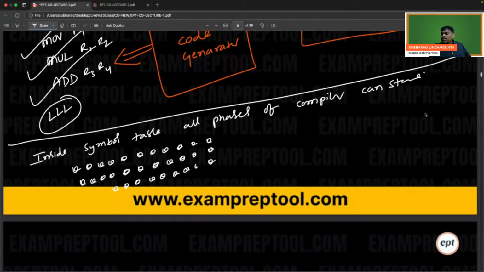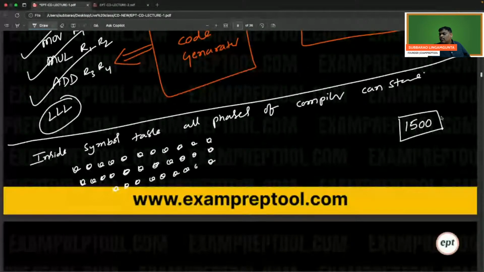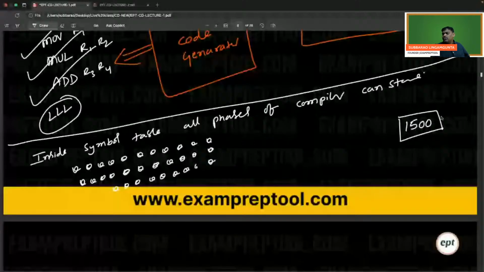The compiler book contains 1500 pages. If you read all 1500 pages, you will get to know that all are storing. I said only a fraction of our requirement; the GATE syllabus contains only a fraction. I told only a small story. By seeing a small story, don't say that only semantic is storing.